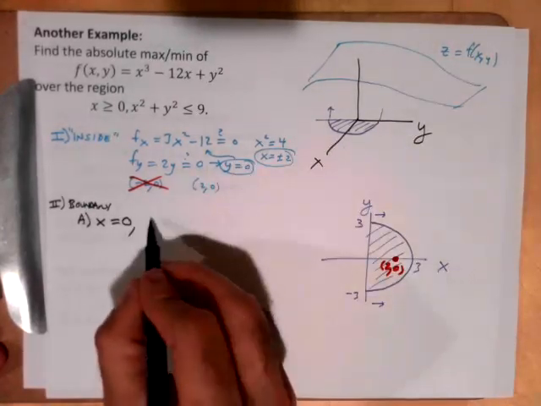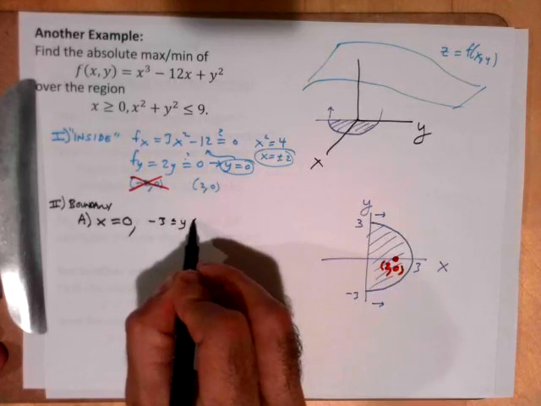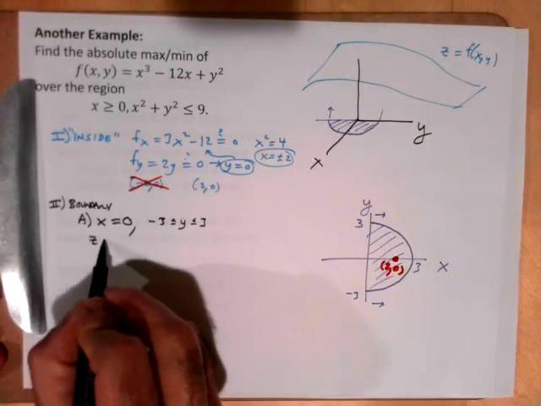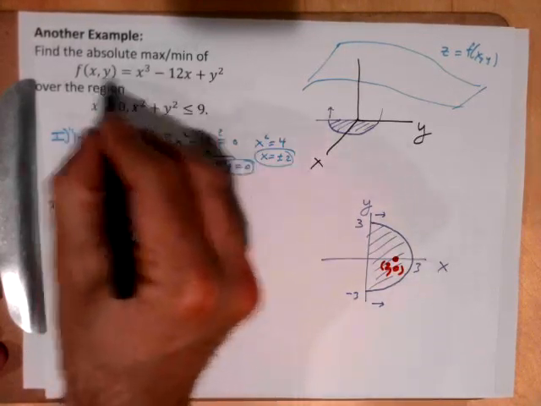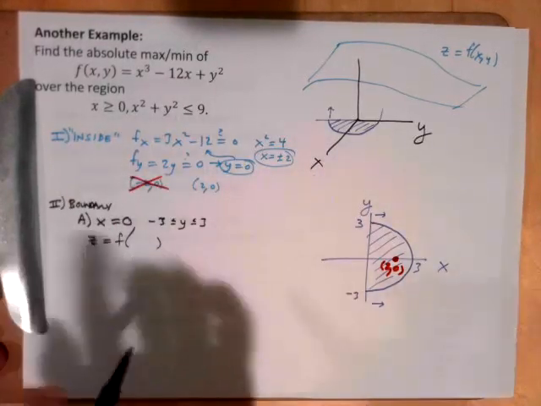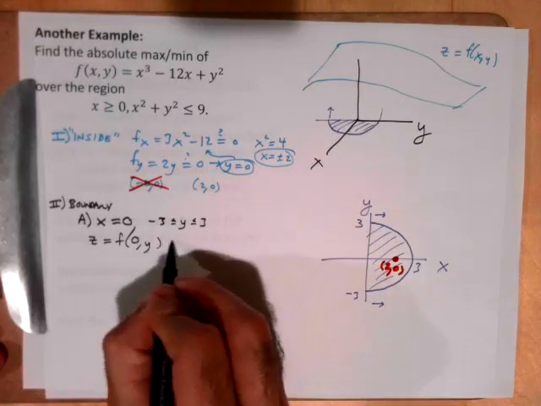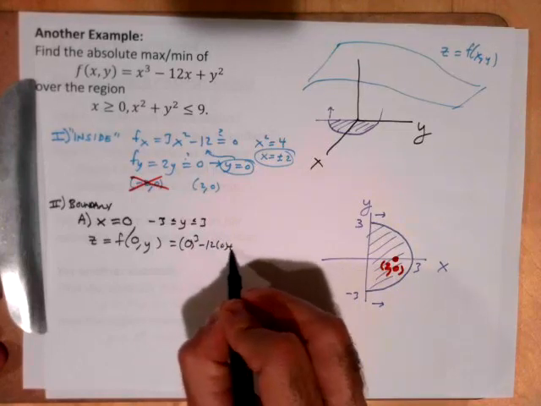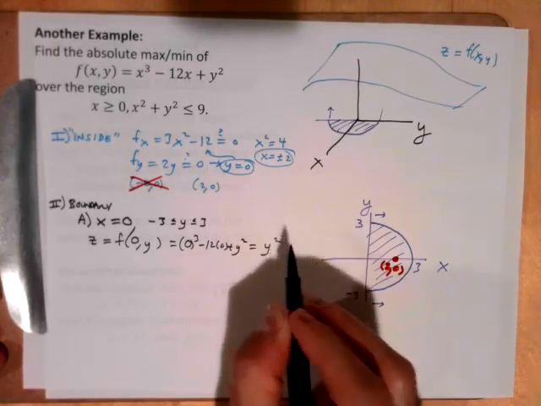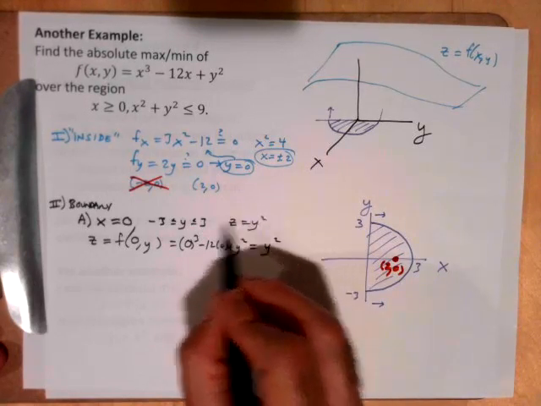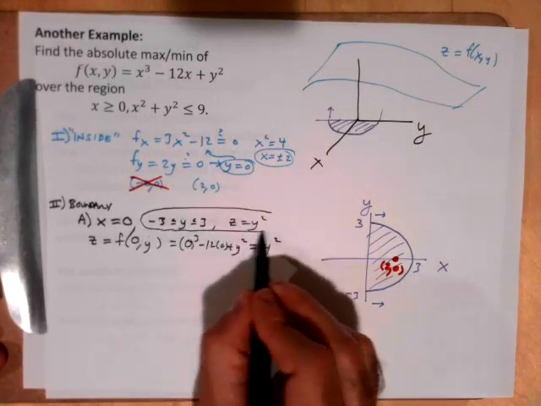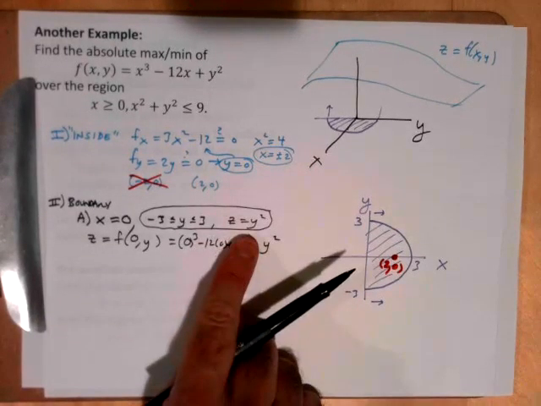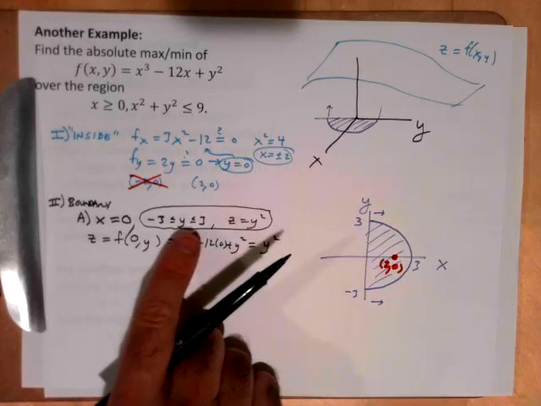And y has to be between negative 3 and 3. That's what it means to be on this side. So now what we want to do is take our surface and restrict it to just points above this side. That's actually easy to do. You just replace x with 0, which you just found. You get 0 cubed minus 12 times 0 plus y squared. So really what I need to do is z equals y squared above this region. Then do calculus 1: find the global maximum of that one variable function between those 2 points.